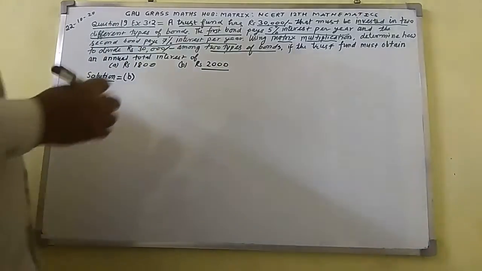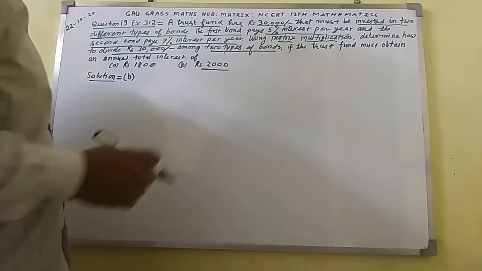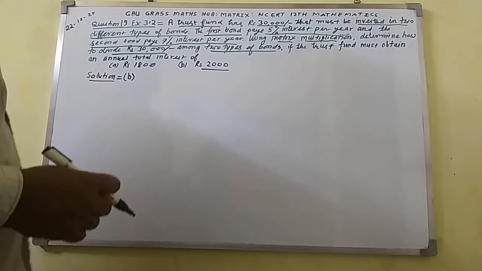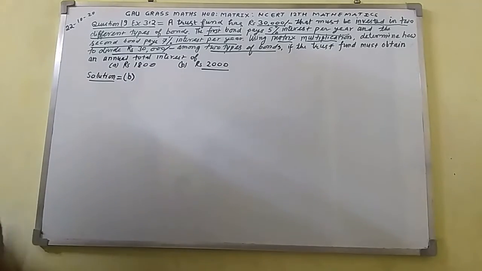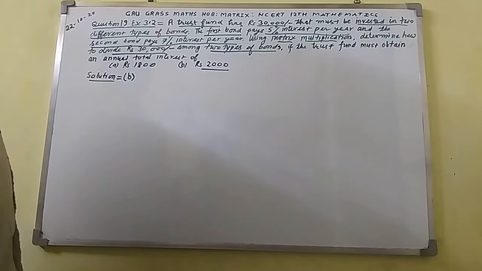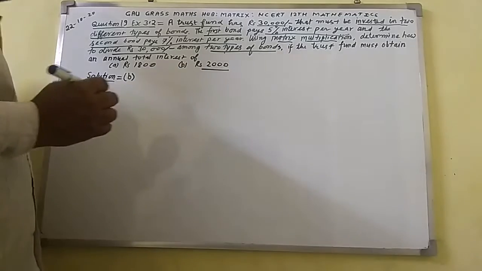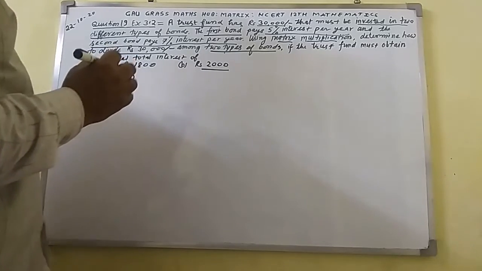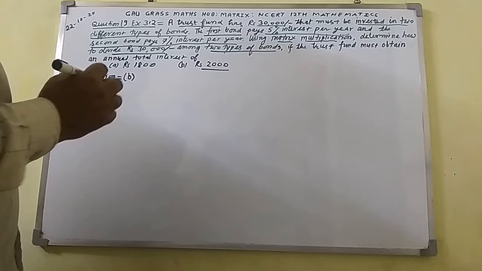So here you can see the trust fund has rupees 30,000. This means that 30,000 rupees will be invested into two different types of bonds. That means the first bond and the second bond. If the amount invested in the first bond is X, then the amount invested in the second bond will be 30,000 minus X rupees. So here I am going to write the solution of question number 19B.